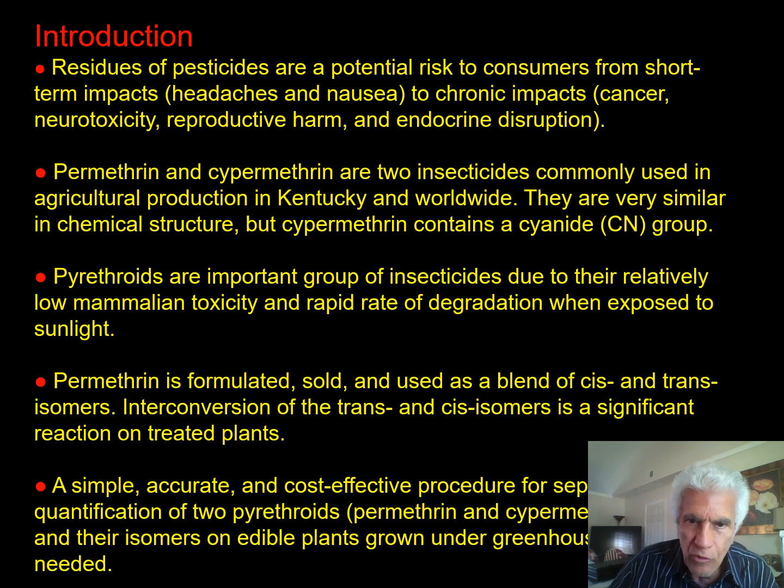The difference between the two is that cypermethrin has a cyanide group on the alpha carbon. Generally, pyrethroids are an important group of insecticides due to their relatively low toxicity to mammals, and permethrin is formulated and sold in the form of cis and trans isomers. So a simple, accurate and cost-effective method is needed to determine these two insecticides on vegetables and fruits.